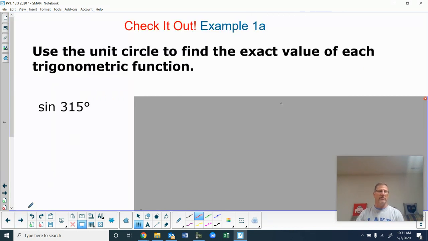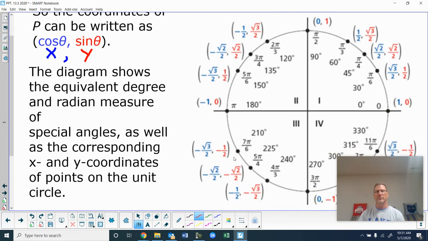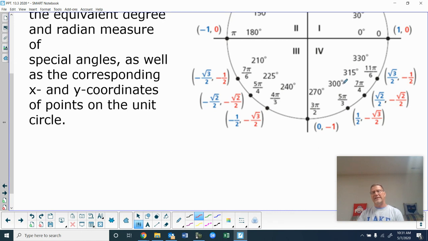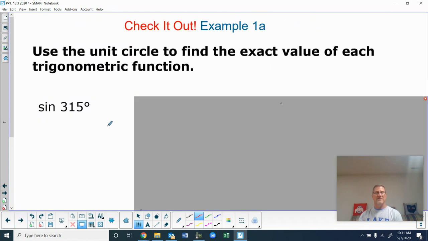All right, 315. We're in the fourth quadrant then. Again, if I go back to the picture of the unit circle, 315's over here in the fourth quadrant. The point that it goes with are these two numbers. The x this time is positive, and then we're going down on the y's, so that's negative. So those are my two numbers, okay? So that's what they're going to give us, and then we're going to figure out what we've got to do here.